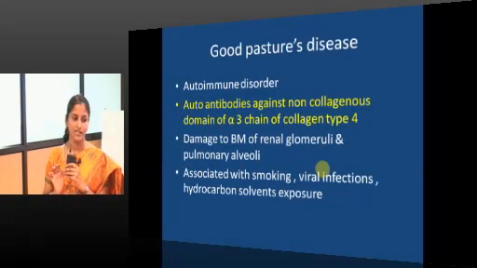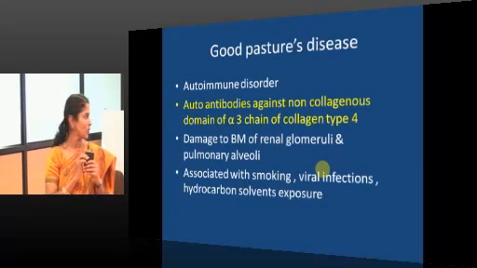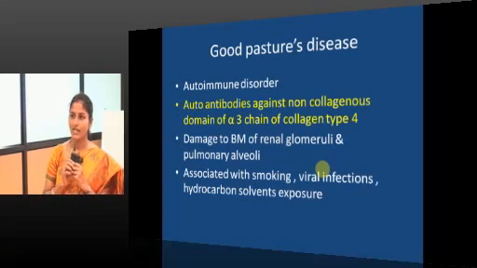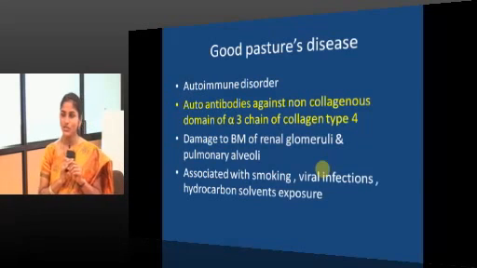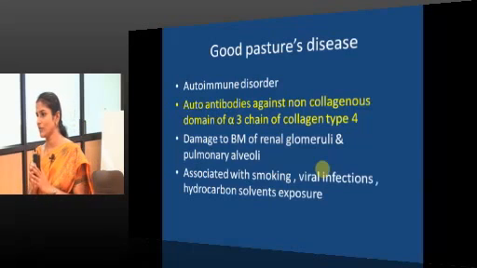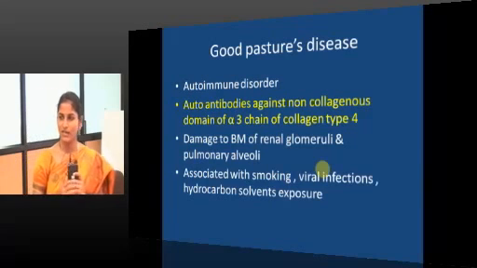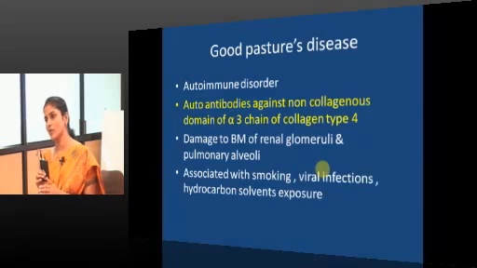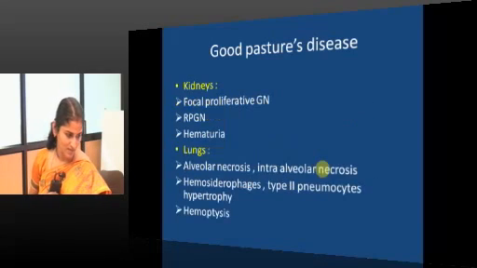Goodpasture is basically an autoimmune disorder where the autoantibodies are directed against the alpha 3 chain of collagen type 4, and it damages both the basement membrane of the renal glomeruli and the pulmonary alveolar capillary walls. The patient will have antibodies from the beginning, but when will they present with symptoms? When the patient gets exposed to hydrocarbon solvents, or viral infections, or tobacco smoke. That is when the patient presents with the symptoms.